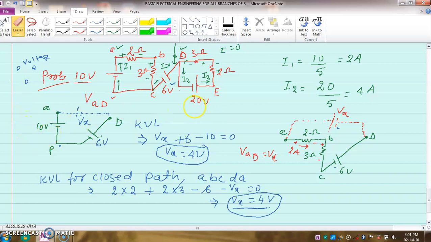So by doing this exercise, you will be able to find any current in any branch of the circuit, or voltage between any points of the electrical circuit, by using Kirchhoff current law, Kirchhoff voltage law, and Ohm's law. So next I will discuss some more problems based on Kirchhoff current law and Kirchhoff voltage law.